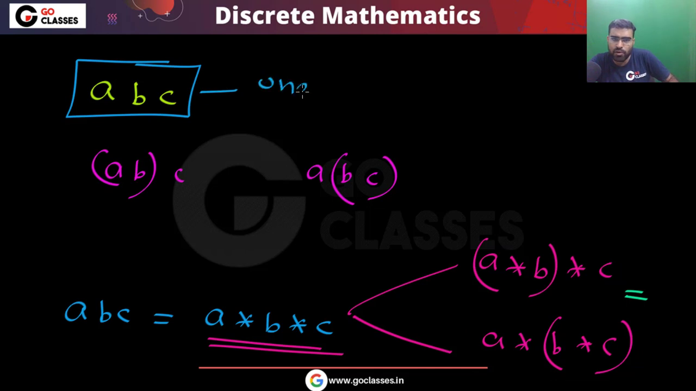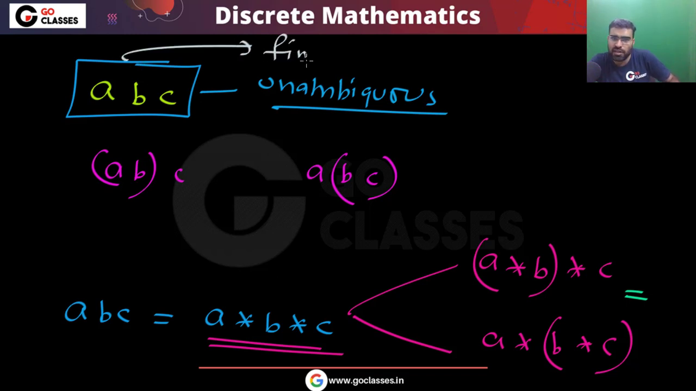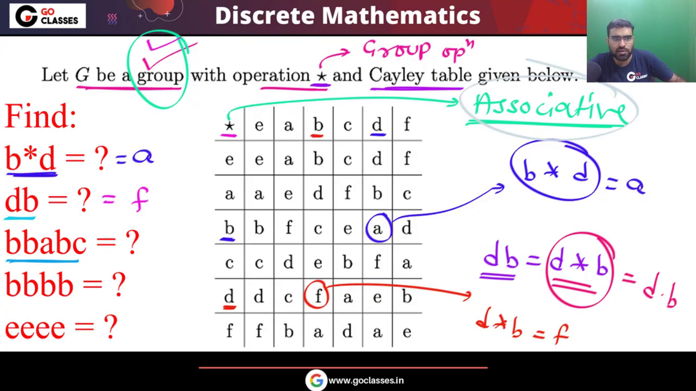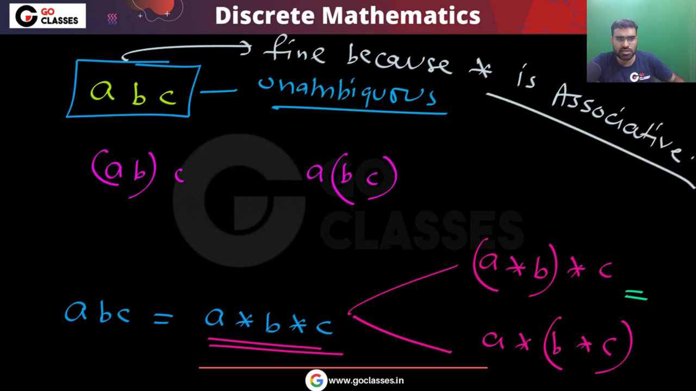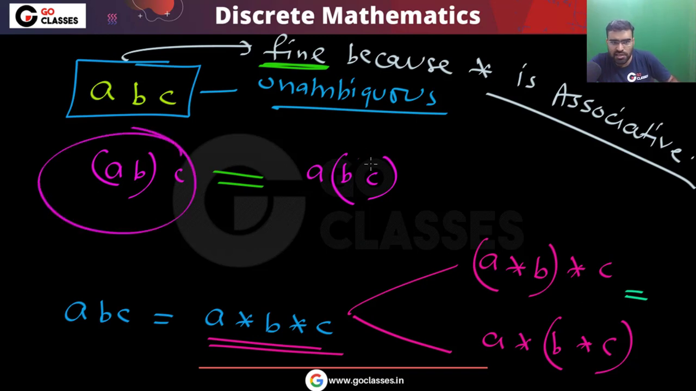So this is completely unambiguous. If I remove the bracket, that is completely fine, because we are talking about a group and a group is associative, so this operation is associative. If I don't give you parenthesis, that is also fine because your operation is associative. So you can see these two things will be the same. If you evaluate like this, the answer will be the same as if you evaluate like this. Both will give you the same answer.